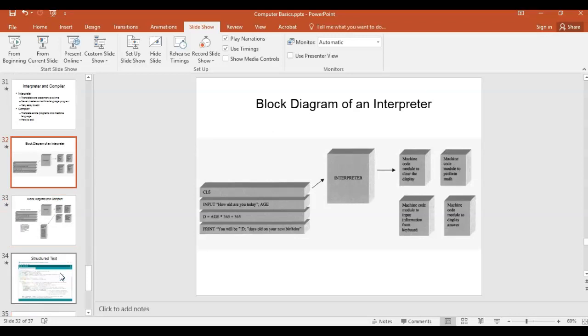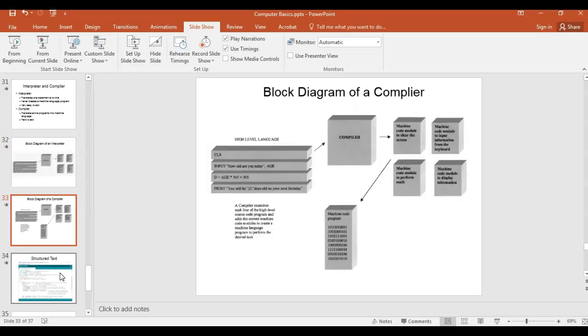So this is the way an interpreter works. It reads the line, goes to the interpreter, and then causes a little machine code module to work to cause it to happen. Whereas a compiler actually takes the program, goes through the compiler, and just includes that module inside the actual machine code program. Oh yeah, there we go.